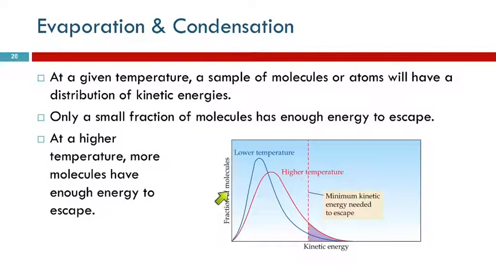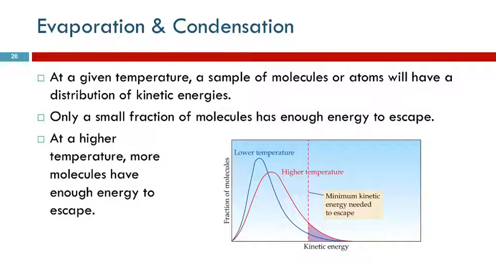So here we have a graph. Scientists like to make graphs. On the y-axis, the fraction of molecules, and on the x-axis, kinetic energy. If we look at a distribution of how many molecules have a given amount of kinetic energy, we're going to see it forms sort of a bell curve, but it's not symmetrical. So we have a variety of different kinetic energies, but most of them are kind of here in the middle, but there's a few that are high.